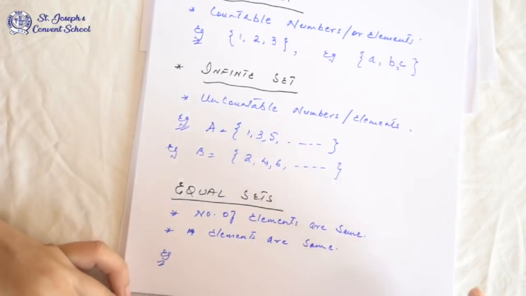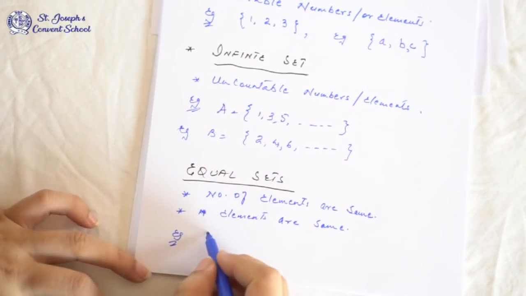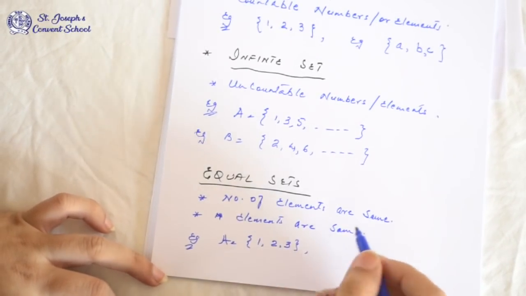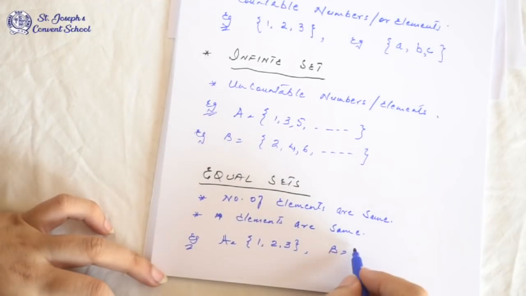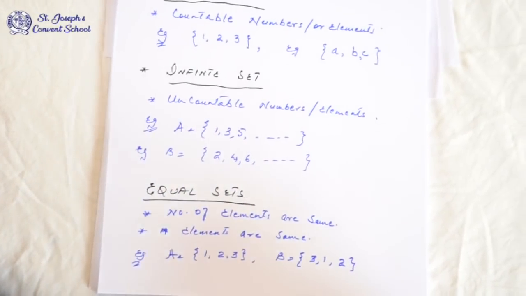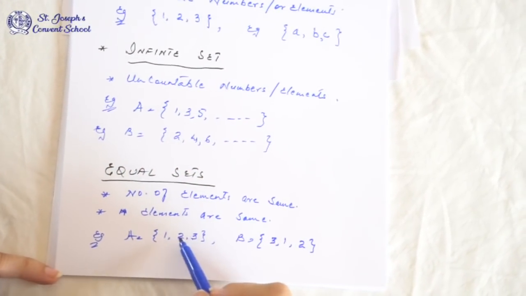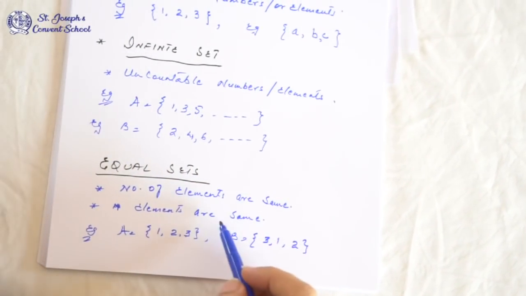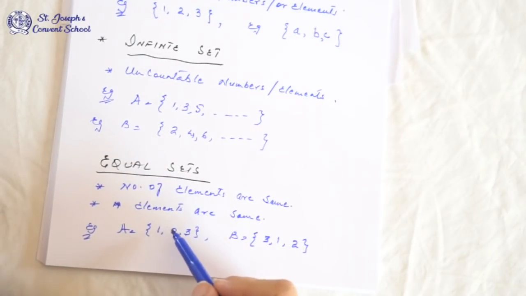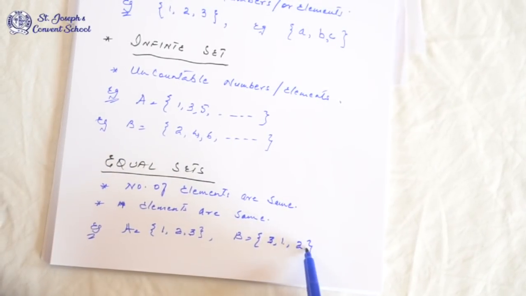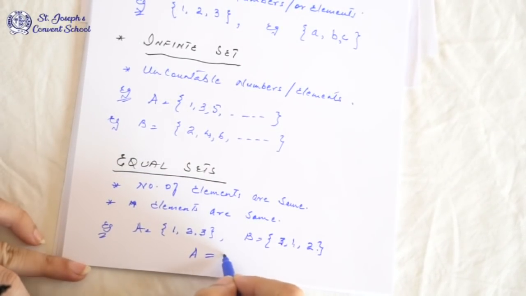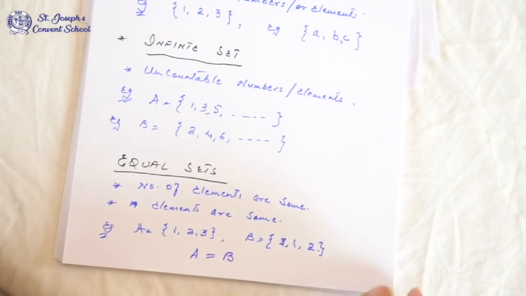Suppose in set A, the elements are 1, 2, 3, and in set B there are elements 3, 1, 2. So according to the first point, you can see there are 3 elements. In this also there are 3 elements. Now in the second one, the elements are also the same. So these numbers 1, 2, 3 or 3, 1, 2, these digits are also the same as the first one. So you can say that A is equal to B. Okay, two sets are equal.